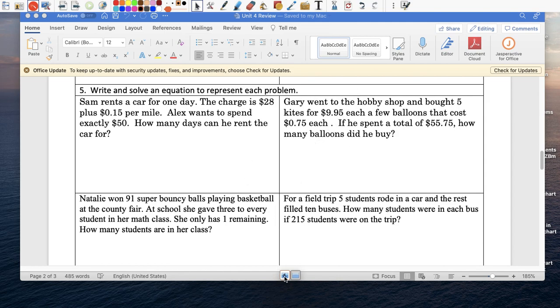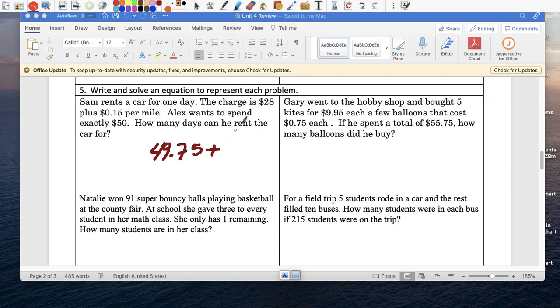Gary went to the hobby shop, bought 5 kites. Oof, I got to make one for the summer. For $9.95 each, and a few balloons that cost 75 cents. So how much do we actually know? We know the exact value for the kites. So that I can write. So what's 9.95 times 5 kites? So we spent 49.75 for the kites.